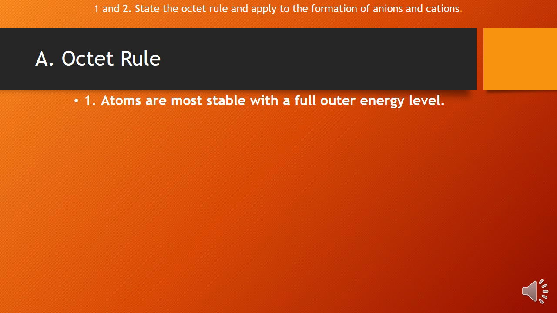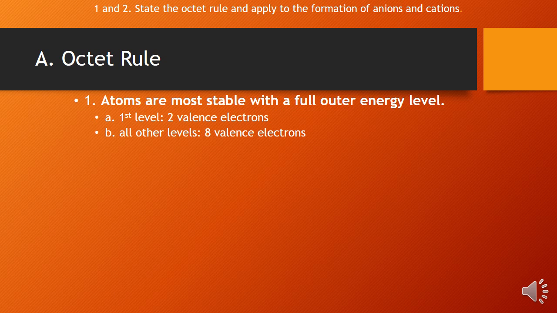The octet rule says that atoms are most stable with a full outer energy level. Now, if that outer energy level is the first energy level, then that energy level would be full with 2 valence electrons. If the outer energy level is any other energy level, then we're talking about 8 valence electrons. Thus, it's called the octet rule, referring to the number 8.